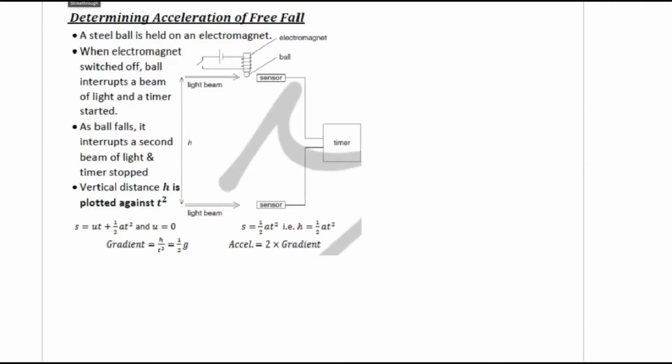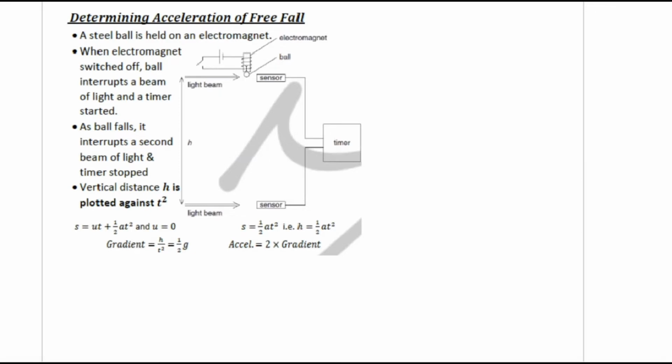So we are going to go through these subtopics, determining acceleration of free fall. First of all, this experiment is about how we find out the acceleration, the g equal to 9.81, how we find out that value. To do that, first point, a steel ball is held on an electromagnet.